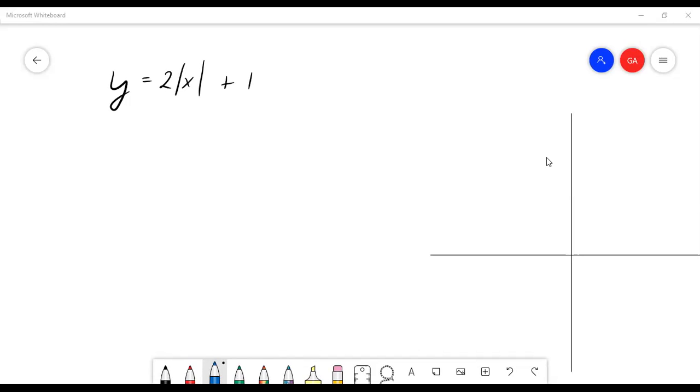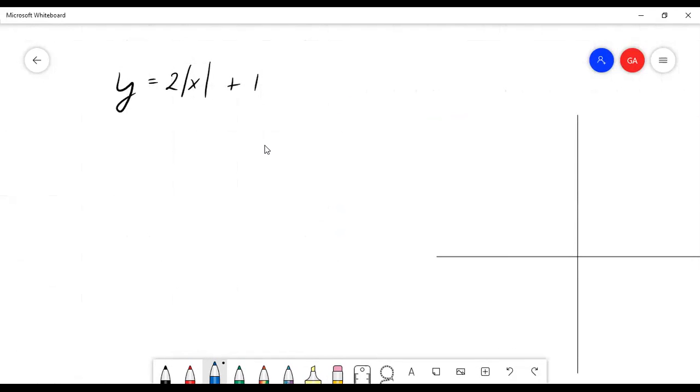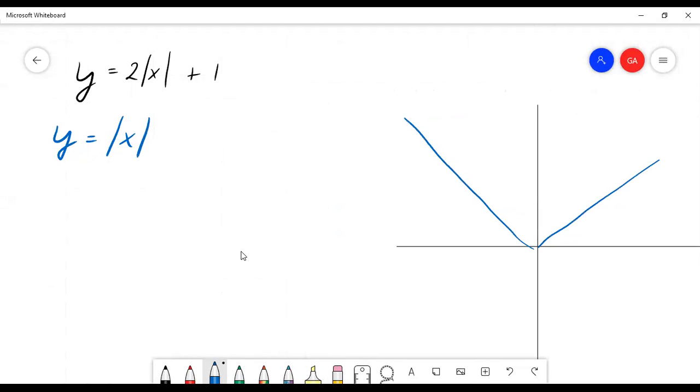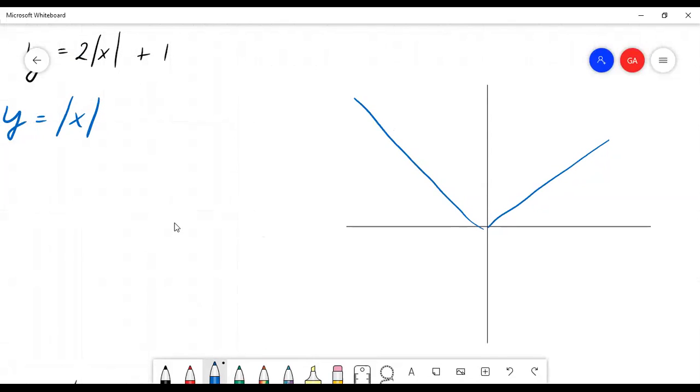The parent function is not y equals x squared. Do you see an x squared in here? No. But we did talk about this function and how it looks like a v. So this is your parent function. In a sense, the parent function is just y equals x, but we can treat this as the parent function, right? This is pretty well defined.